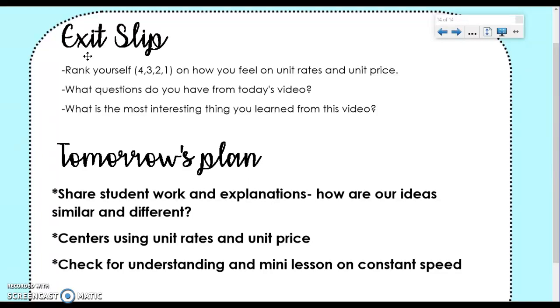Okay, then from there, we're going to work on centers around the room using unit rates and unit price. We'll have a check for understanding at some point this week, okay? And then we're going to move into constant speed, miles per hour, miles per minute, all that fun stuff, okay?